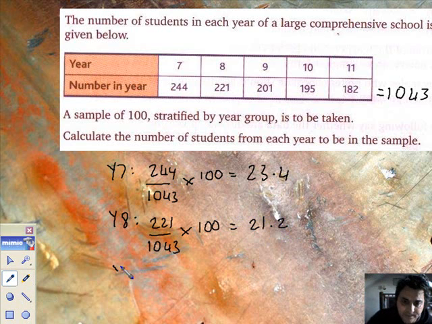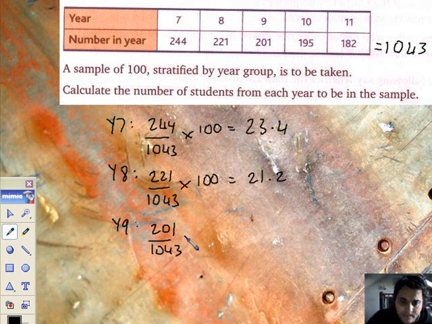Year 9's 201 over 1043. Multiply that by 100. See how many year 9s we need to talk to. 201 divided by 1043. Multiply by 100. That's a sample of 19.3.